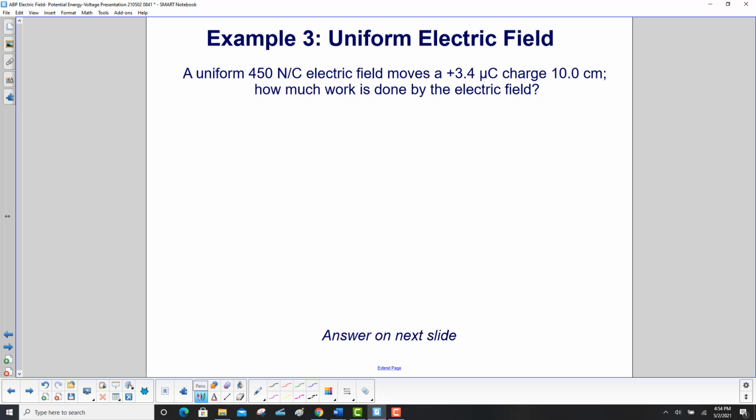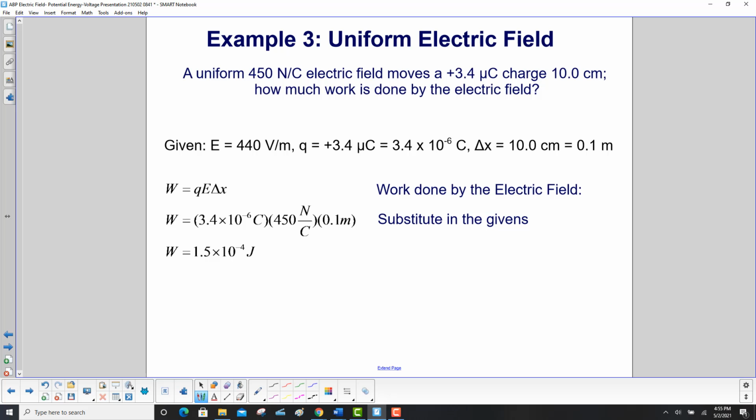A uniform 450 Newton per coulomb electric field moves a plus 3.4 microcoulomb charge 10 centimeters. How much work is done by the electric field? We start with some unit conversions. 3.4 microcoulombs is 3.4 times 10 to the minus 6 coulombs, and 10 centimeters is 0.1 meter. You move the decimal over 2 places to the left. The work done by the electric field is QE delta x. Here's our Q, here's the electric field, here's the displacement, and we get the work is 1.5 times 10 to the minus 4th joules.